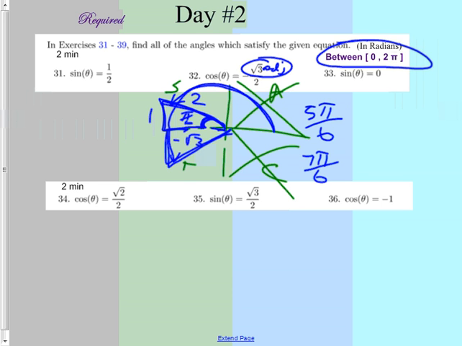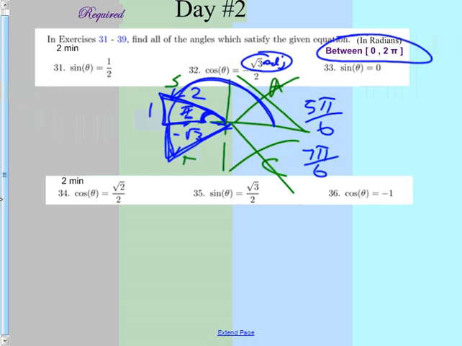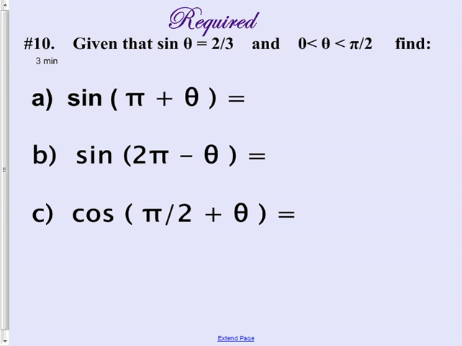All right, your assignment is to do this first page up through 36, this whole page. Then we're going to go to the next page, and we're going to do these.